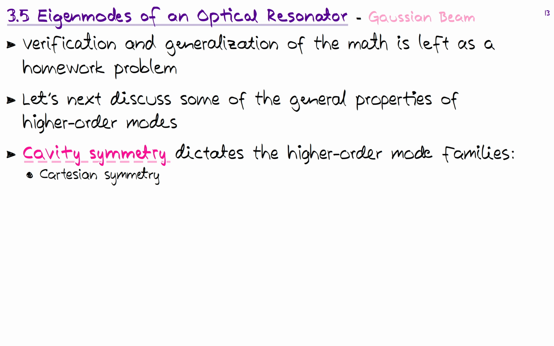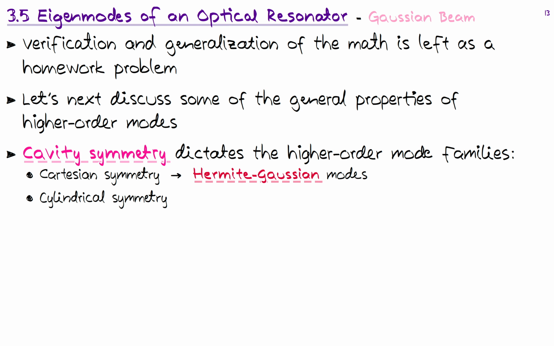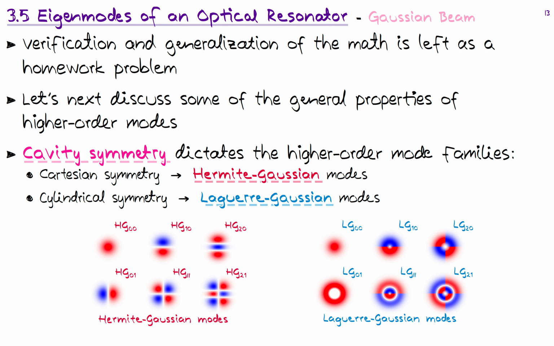So if we have a Cartesian symmetry within our cavity, what kind of modes do we get out? They are known as Hermite Gaussian modes. And if we have cylindrical symmetry, for example a fiber laser, then we have Laguerre Gaussian modes arising. And what do the mode distributions actually look like? Hopefully this helps you grasp that the fundamental mode in both cases looks identical. But when we go to these higher order modes, we start having slightly different mode distributions.